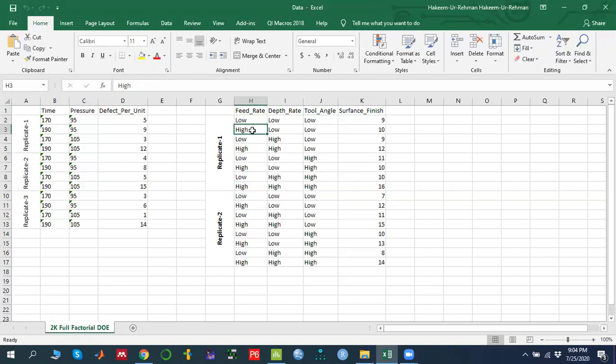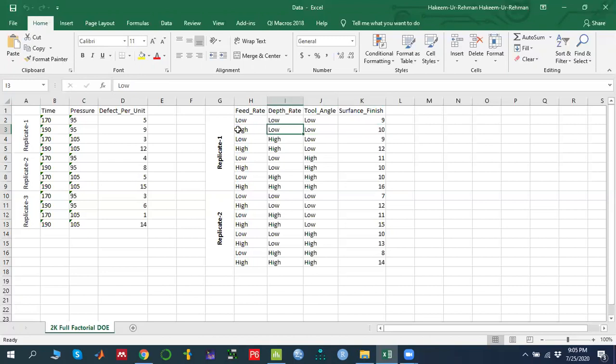Whatever low level you have decided for the feed rate, and whatever high level you have decided. Based on that, I have taken the example that if all 3 are set at low level, the surface finish is 9. Similarly, if we set the feed rate high, and depth rate low and the tool angle low, then the surface finish would be 10.